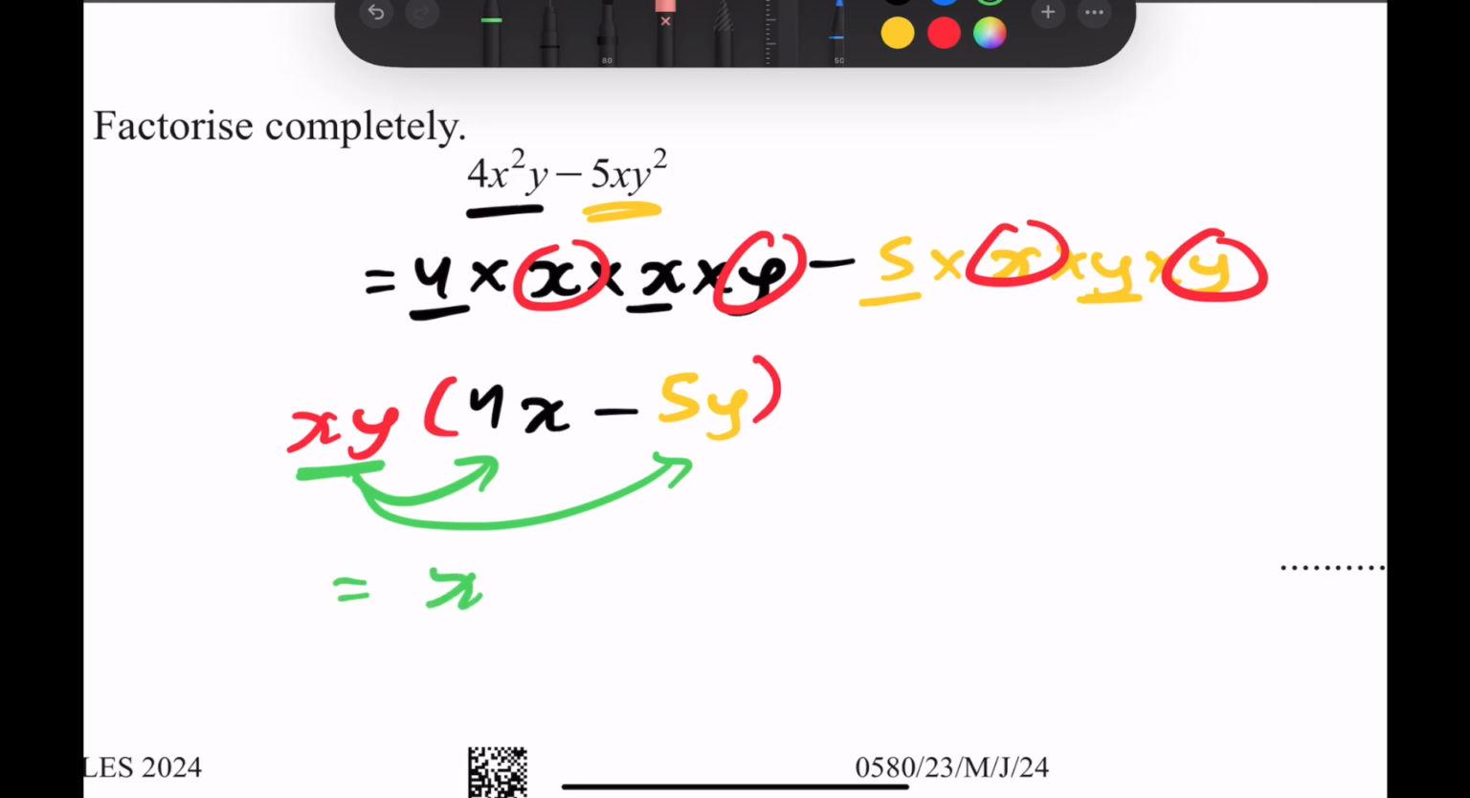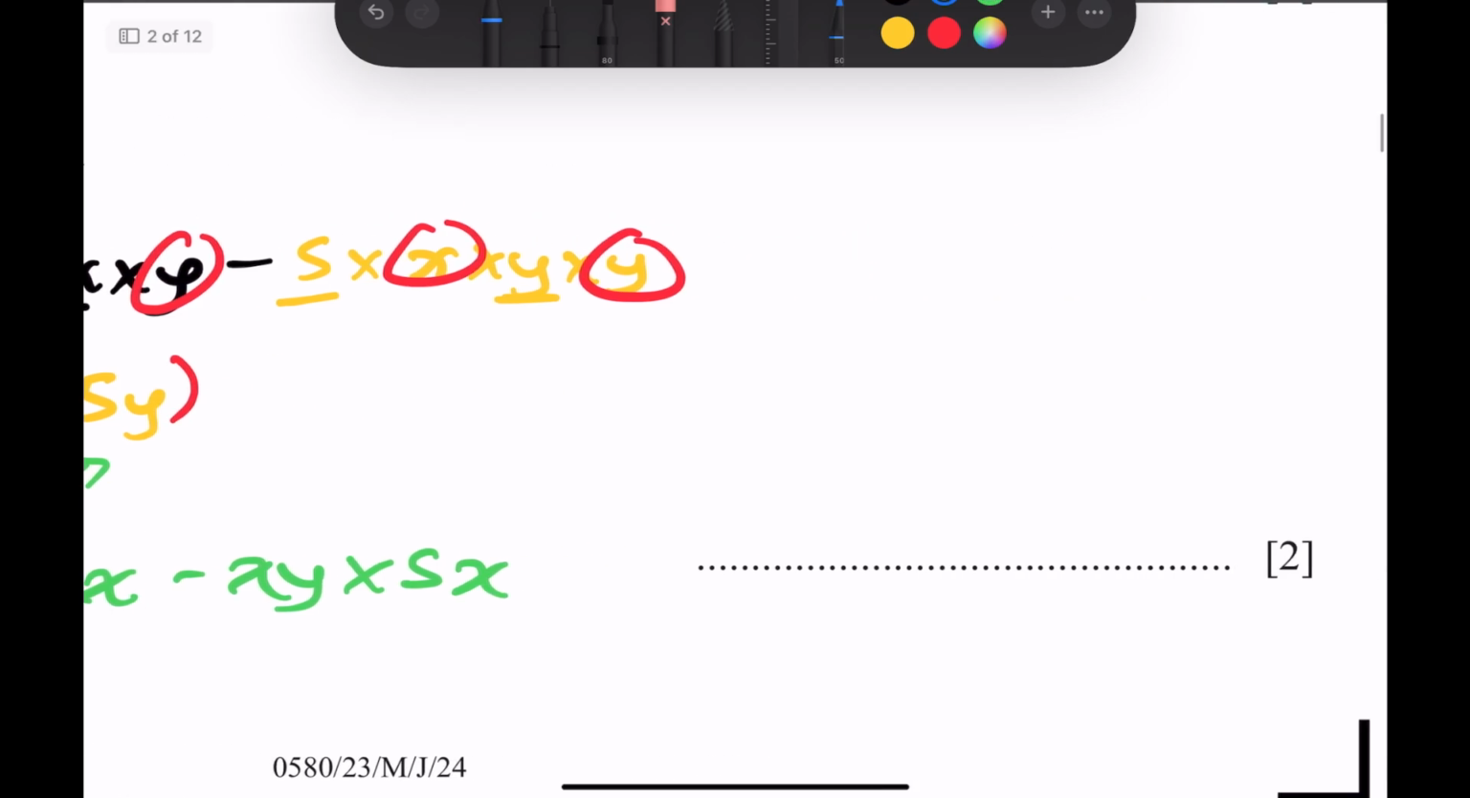So this is equal to xy times 4x minus xy times 5y. So the answer is xy(4x minus 5y).